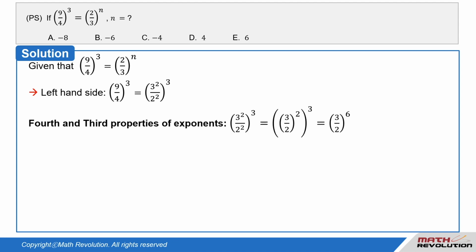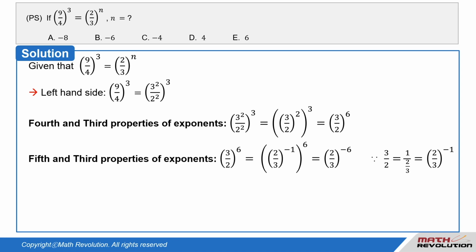Using the fourth and third properties of exponents, we get (3 squared over 2 squared) to the power of 3 is equal to (3 over 2) squared, whole cubed, which is equal to (3 over 2) to the power of 6.